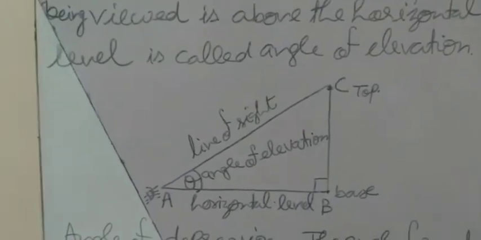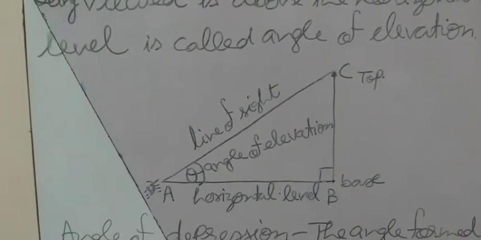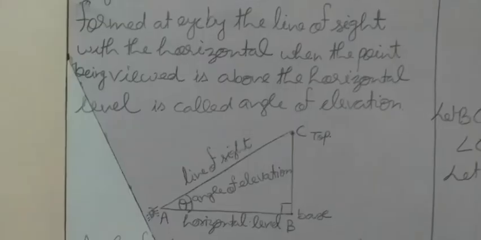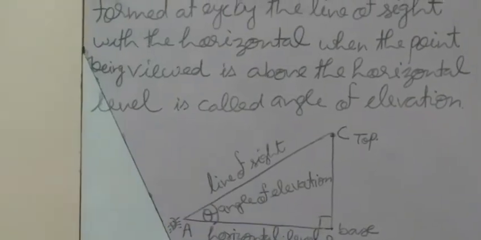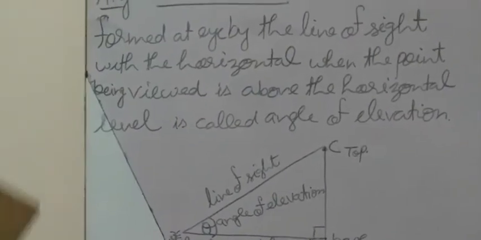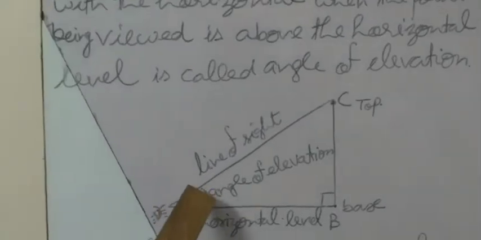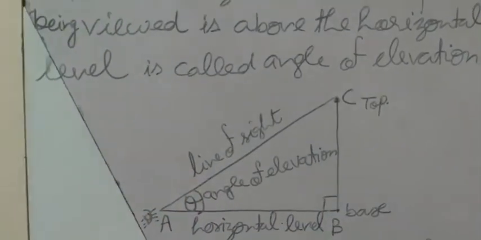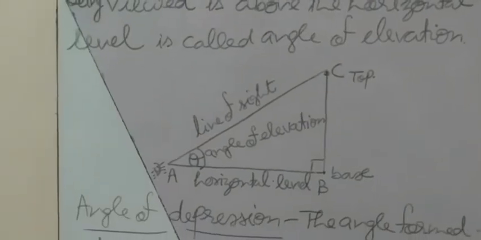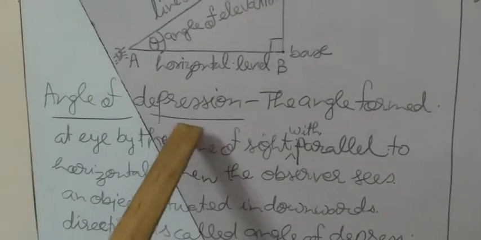Students, when we want to see an object above, we have to raise the eyes towards the upward direction. Then the angle made by our eye is the angle of elevation. Okay students. Now angle of depression.